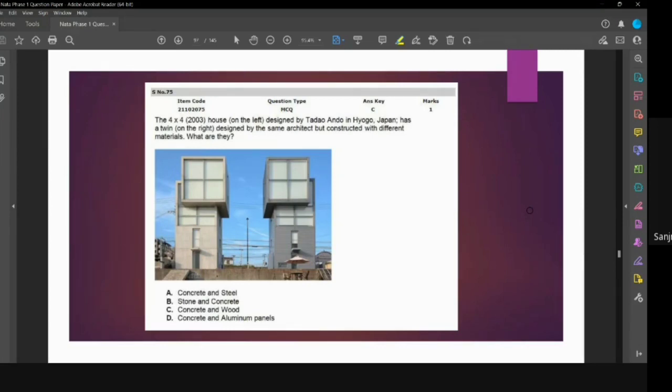Options are concrete and steel, stone and concrete, concrete and wood, concrete and aluminum panels.